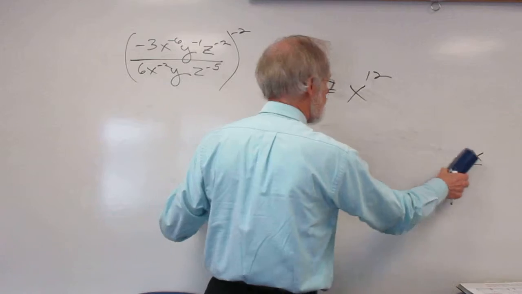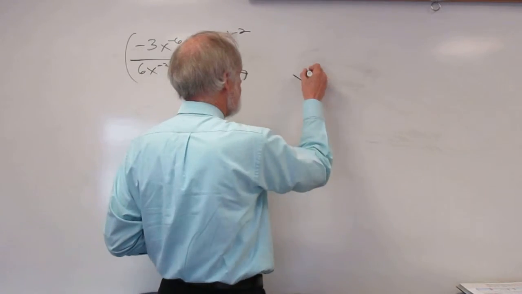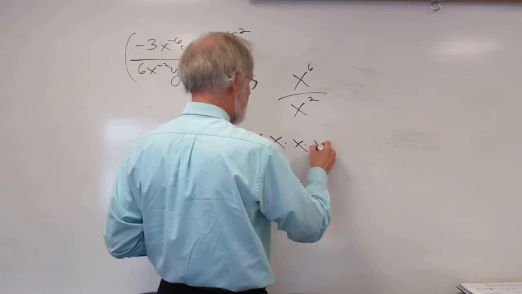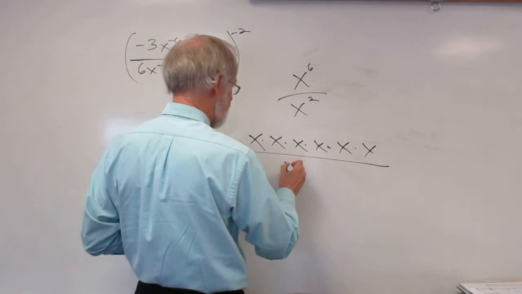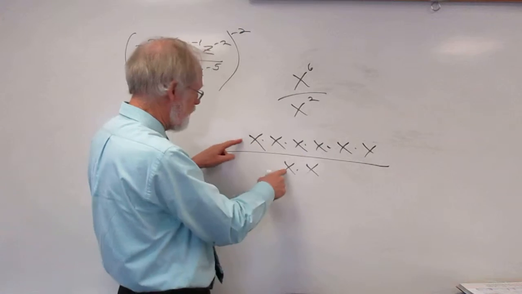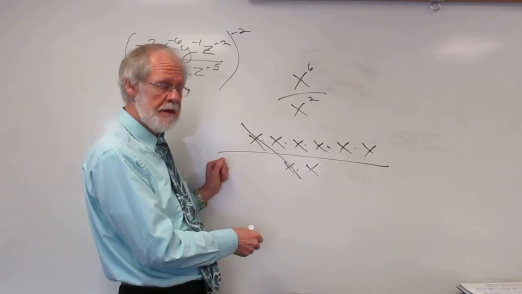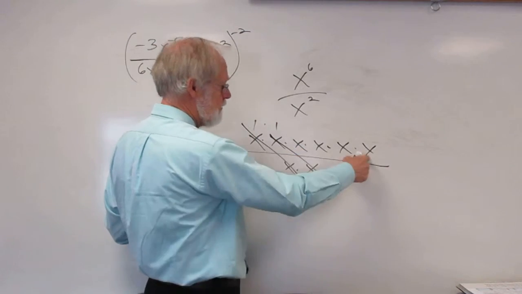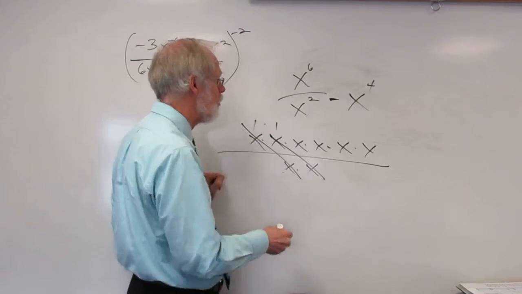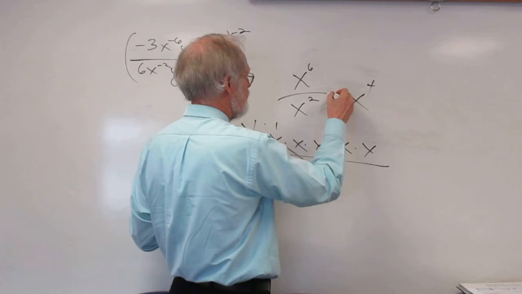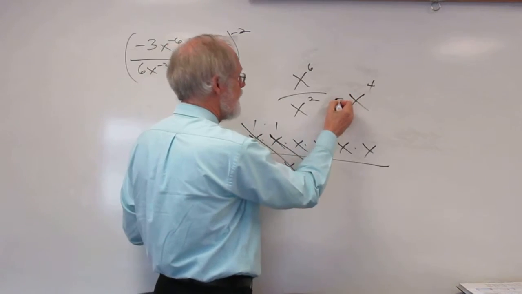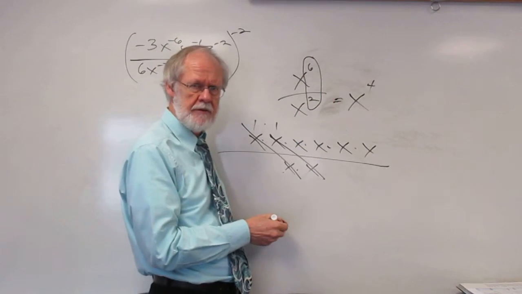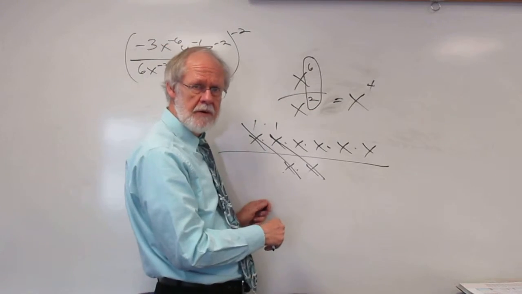All right, the third rule is if you have, let's say, x to the 6th over x to the 2nd, that would be x times x times x times x times x times x over x times x. Now we know that x over x is 1, so we can get rid of those two and just call that a 1. X over x is 1, so now we have 1 times 1 times 4 x's. So the answer to this is x to the 4th, and the reason for that is, here the rule is you subtract the exponents. Same base, you have exponents, one over another, you subtract.